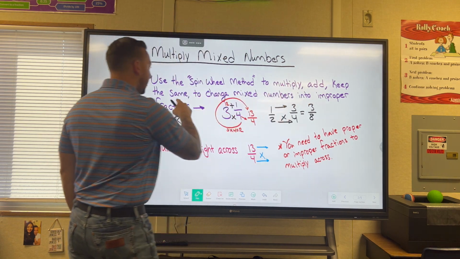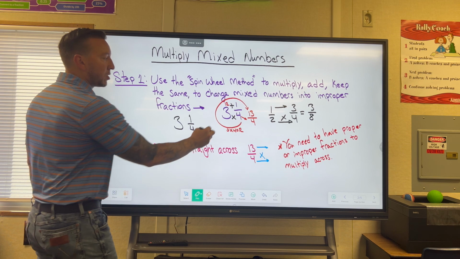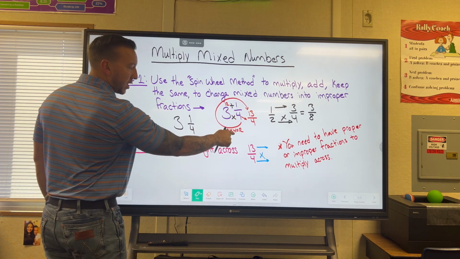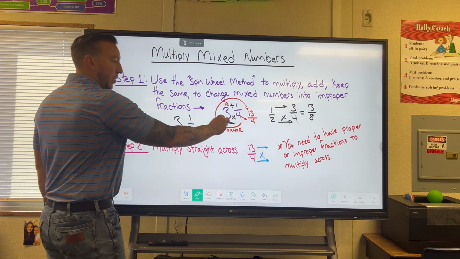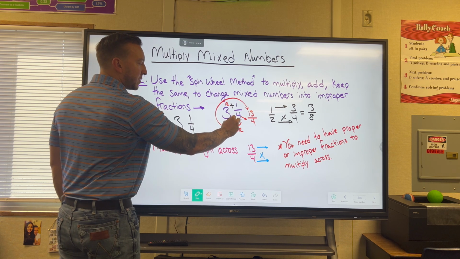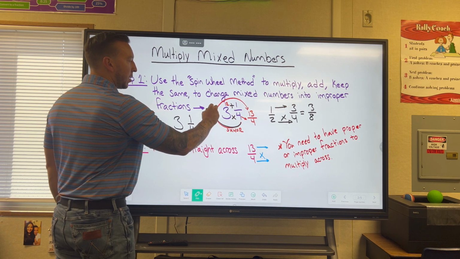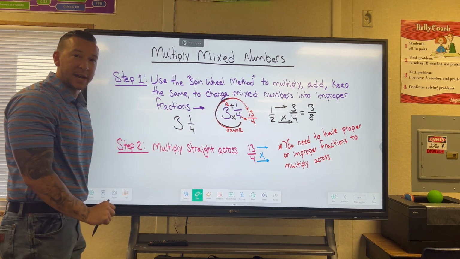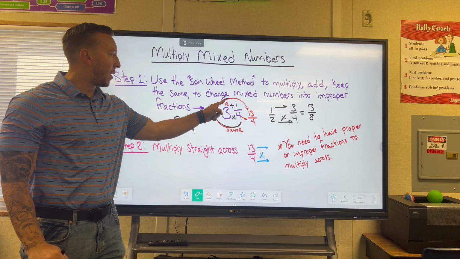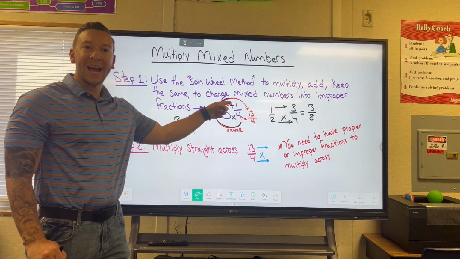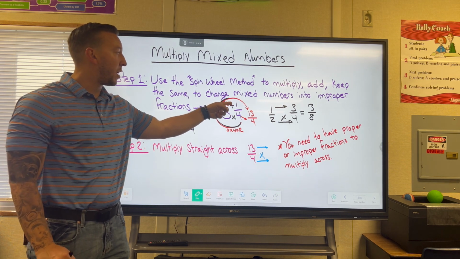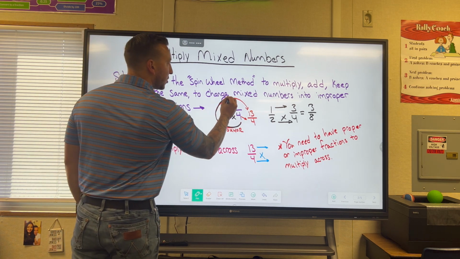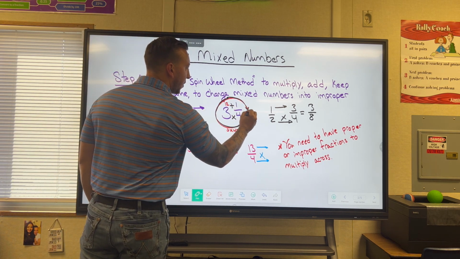Multiply, add, keep the same. So I'm gonna multiply 4 times 3. Well, that gets me 12. Well, I want you to think of it like this. That 12 is going to follow the spin wheel all the way up, and on the way up, it's gonna stop up here, next to the addition sign. So now we have 12 plus 1. We add the numerator. 12 plus 1 gets us 13. It's gonna follow down right here.